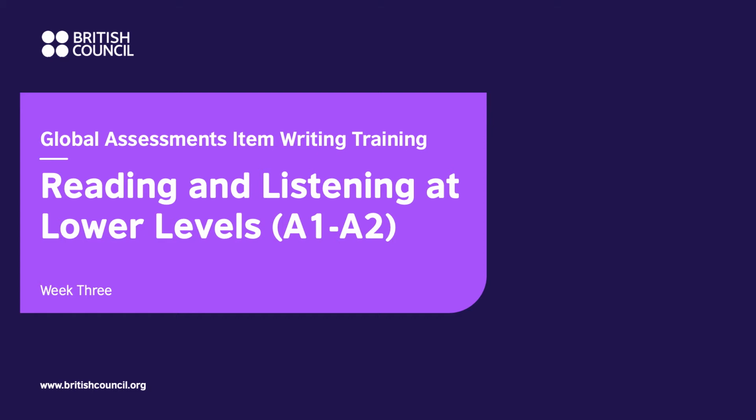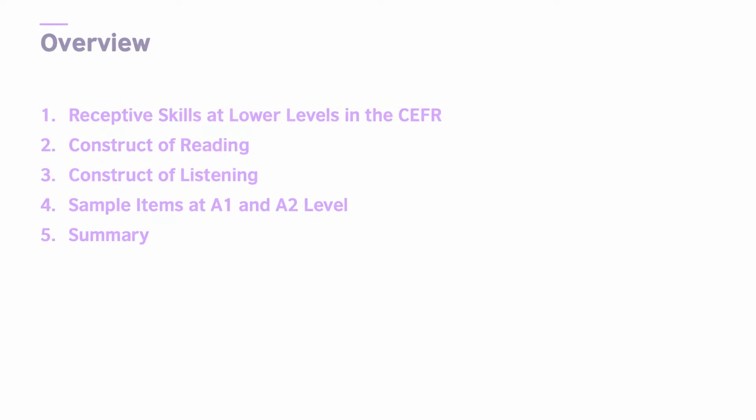In this presentation, we're going to look at the receptive skills, that's reading and listening, at A1 and A2 levels. In Part 1, we will look at the nature of reading and listening at lower levels, especially in relation to CEFR descriptors. In Parts 2 and 3, we will look at how this relates to the respective constructs of reading and listening at lower levels, and how lower order receptive skills are defined and conceptualized. In Part 4, we will look at some sample items from both skills and consider how lower level items work in practice.